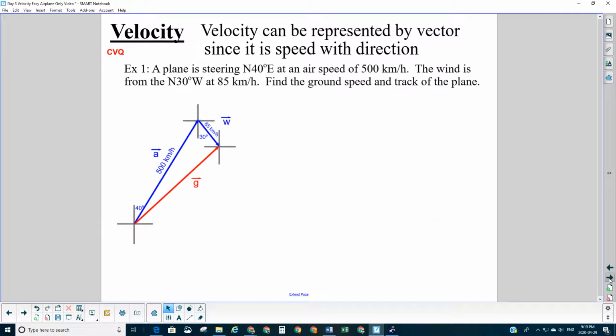Now, in order to do this, I need a little bit more information because you'll notice that 30 degrees is not actually an angle in this triangle. It's only this little angle here. I need to know this little angle here so I can figure out the entire angle in my triangle. So the question is, how big is that? Well, I can actually look at this blue vector, and I see I've got this 40, which is outside of my triangle. But I can do the Z pattern.